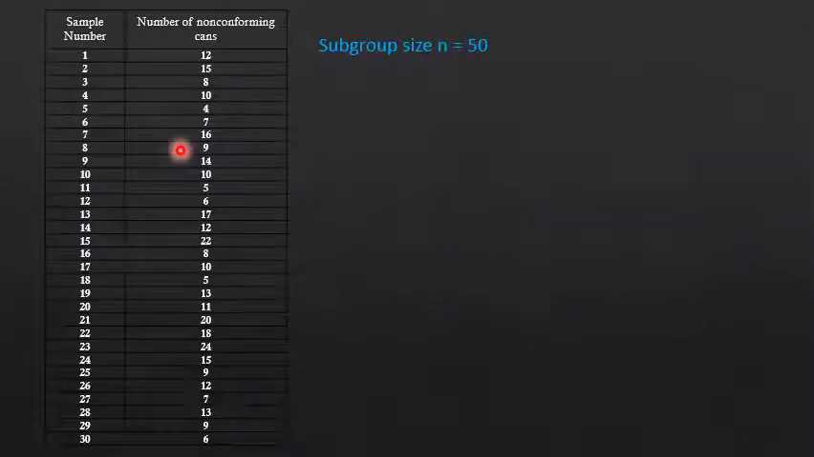As we already calculated the center line, upper control limit and lower control limit for the NP chart, now to construct the NP chart we are going to use this table that is already given in the question. We use the number of non-conforming column, this column, and subgroup size n equal to 50 to construct the NP chart.